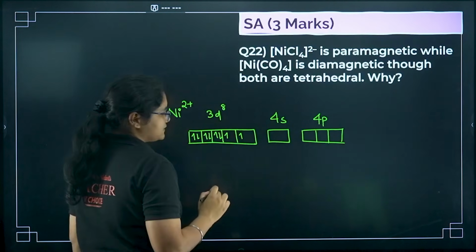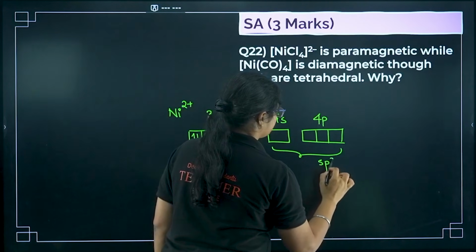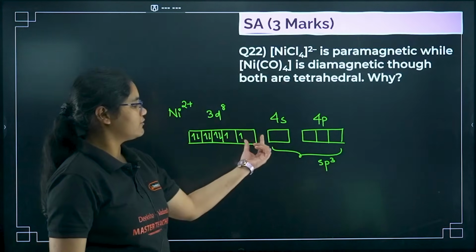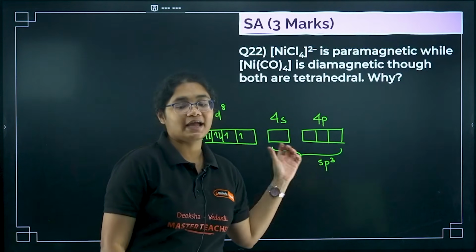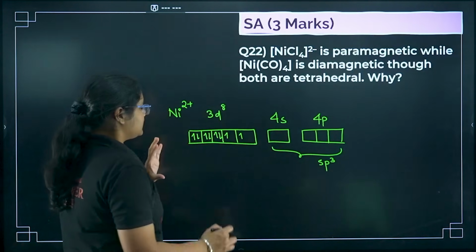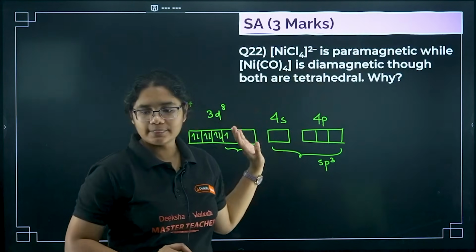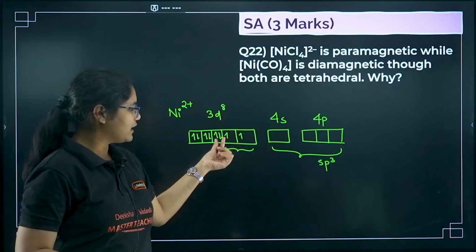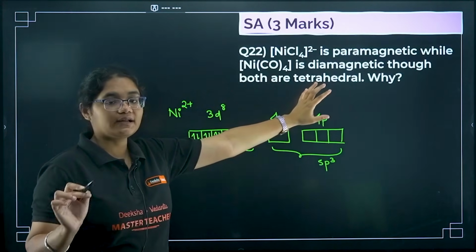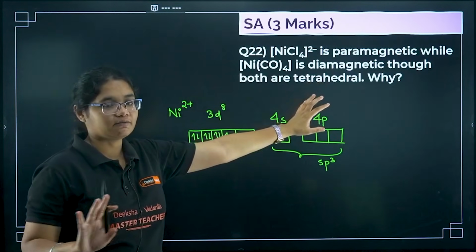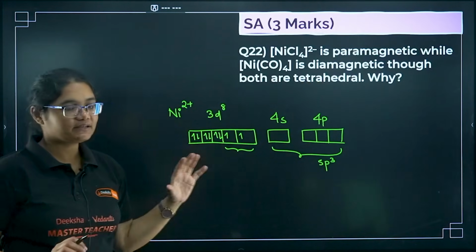Now here you can see that we need 4 empty orbitals, so there will be sp3 hybrid orbitals. There are 4 empty orbitals and they will undergo mixing and we will get sp3 hybridization. Now here you can see that we have 2 unpaired electrons, so that is why it is paramagnetic. This is very simple and clear. And why are we not doing pairing here? Because it is a weak field ligand. In case of strong field ligand, there will be pairing. In case of weak field ligand, there will be no pairing. So that is why here we are getting 2 unpaired electrons, so it is paramagnetic.